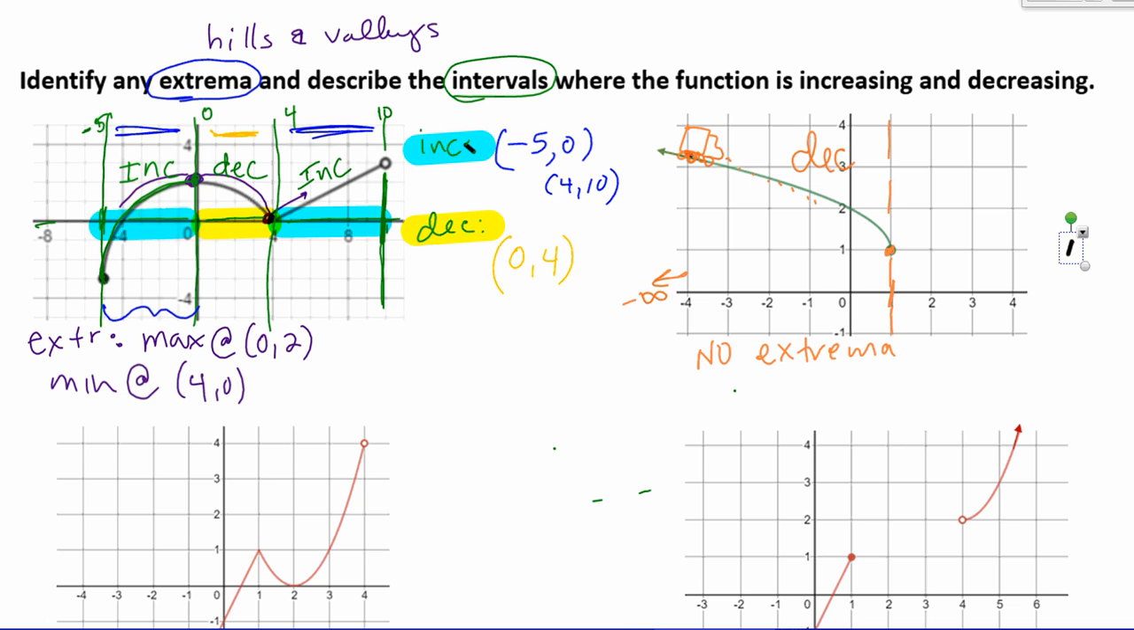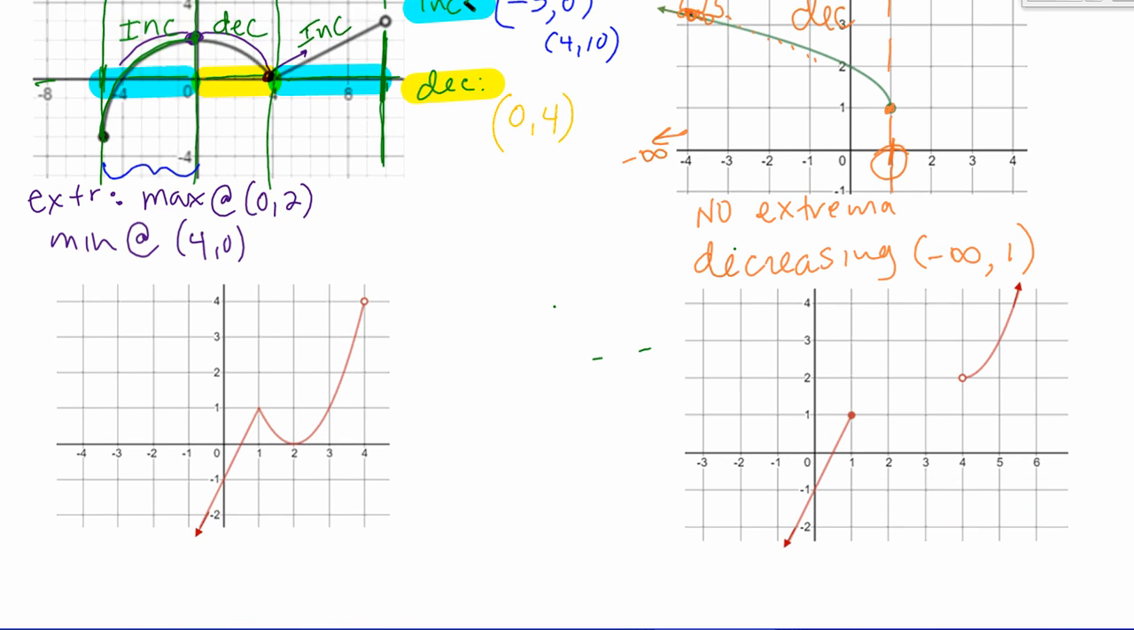But regardless of that, we can say that he is decreasing from negative infinity to 1. Is there anywhere he's increasing? No, he is only decreasing. The only thing he ever did from left to right was go downhill.